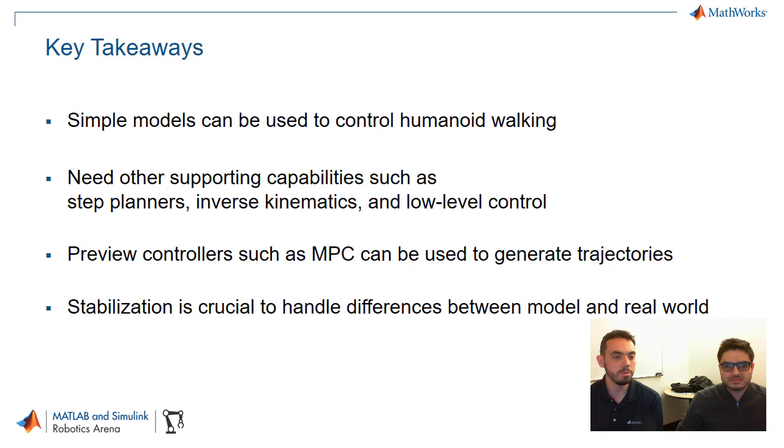So we just want to summarize with a few takeaways. You want to start? Sure. So one of the biggest takeaways here is the power of using simple models to control complicated dynamics, in this case of a humanoid robot. Yeah. And to bring it back to reality, the simple model helps in some part, but you still need to implement things like the step planners, the inverse kinematics, and low-level control.